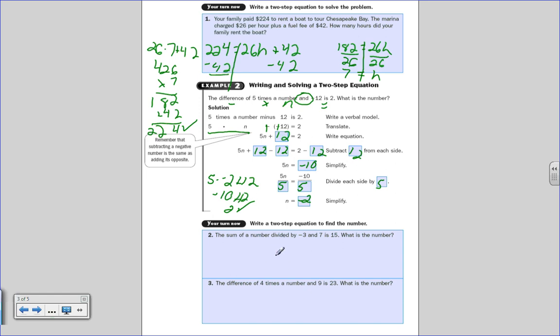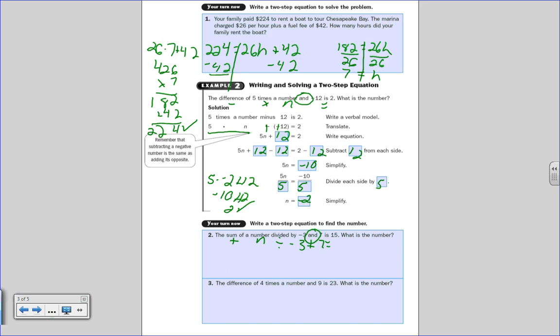Alright, couple examples. We're going to do the first one together. I'm going to give you a minute to do number 3. Alright, so let's go through this step by step. Sum. That means add. Okay? A number. Putting down my variable. Divided by -3. And this is where that sum is going. That's where the addition is, equal to 15.